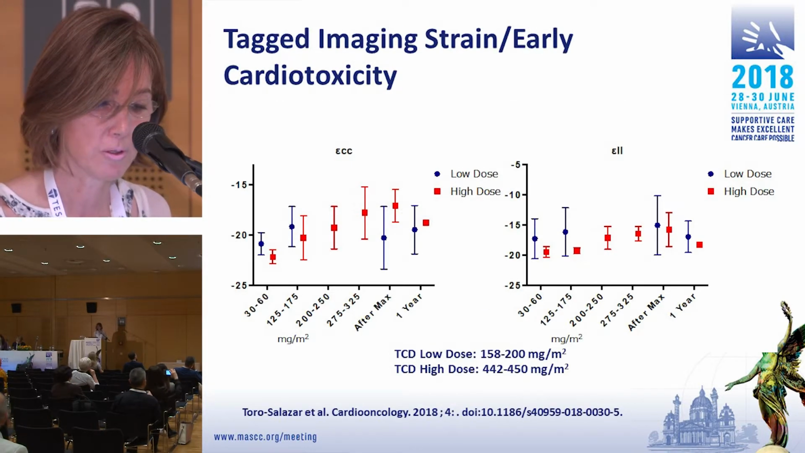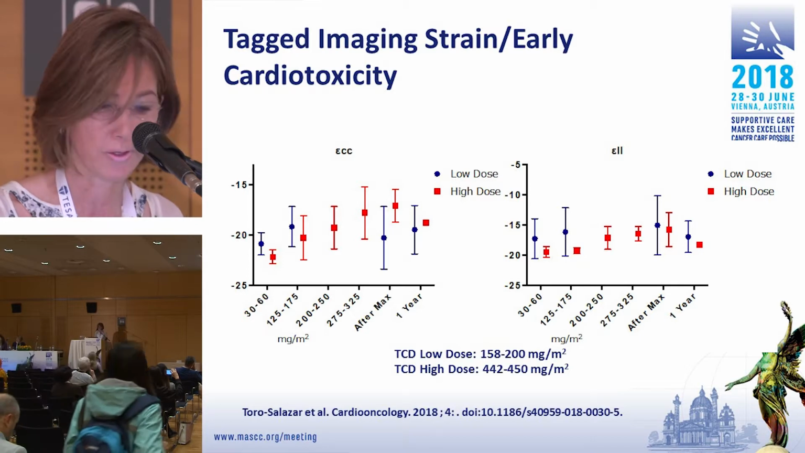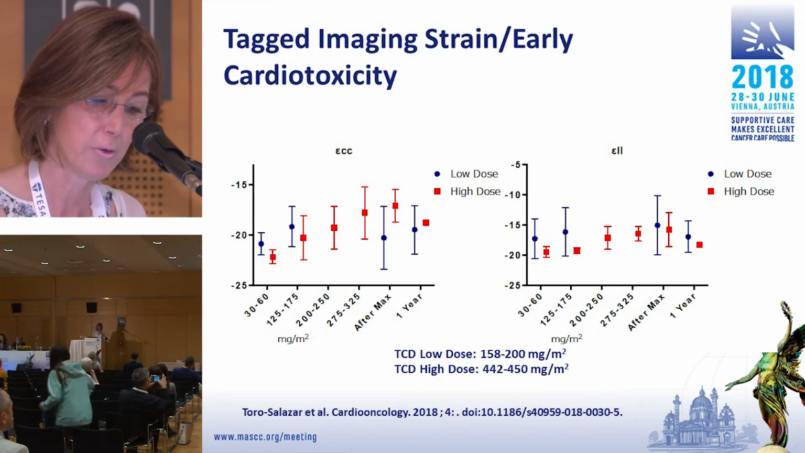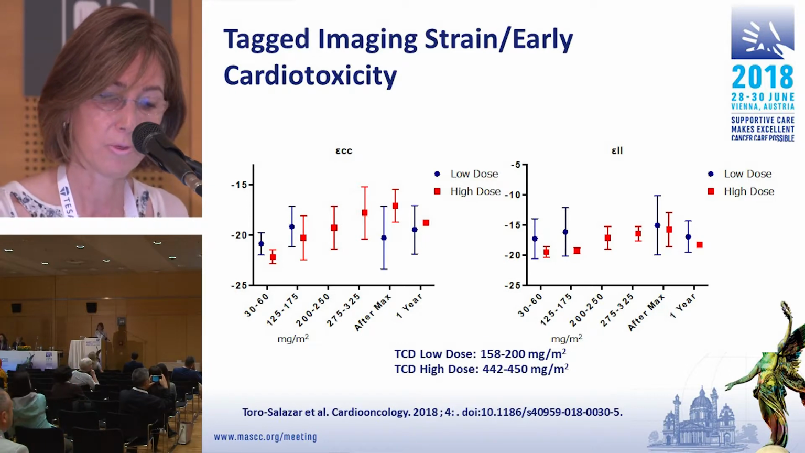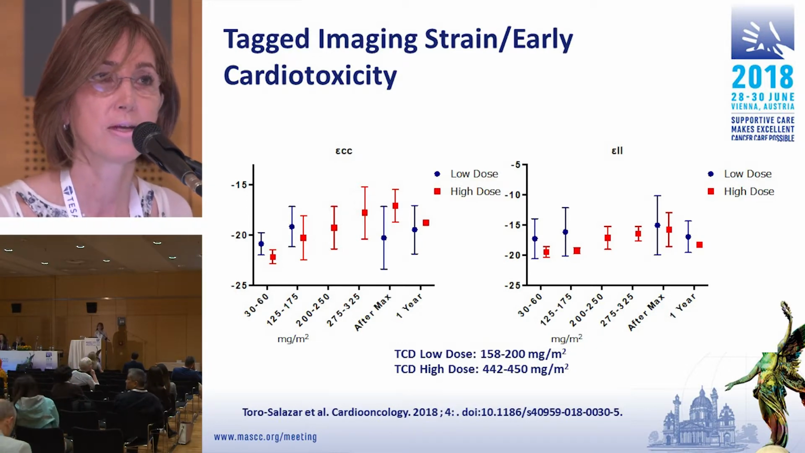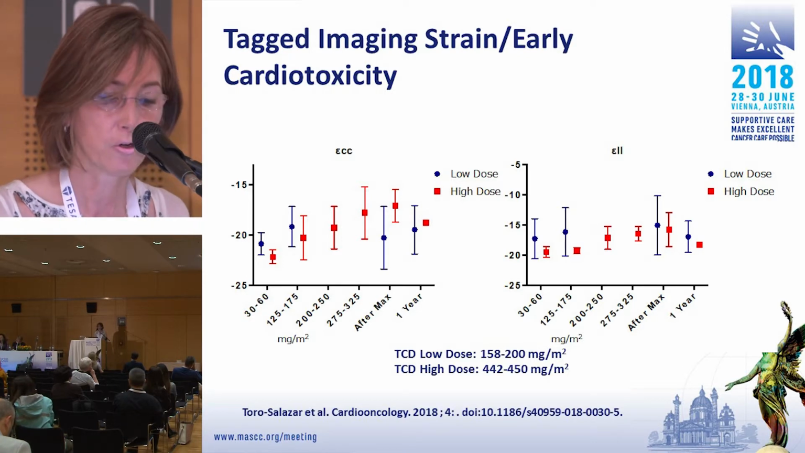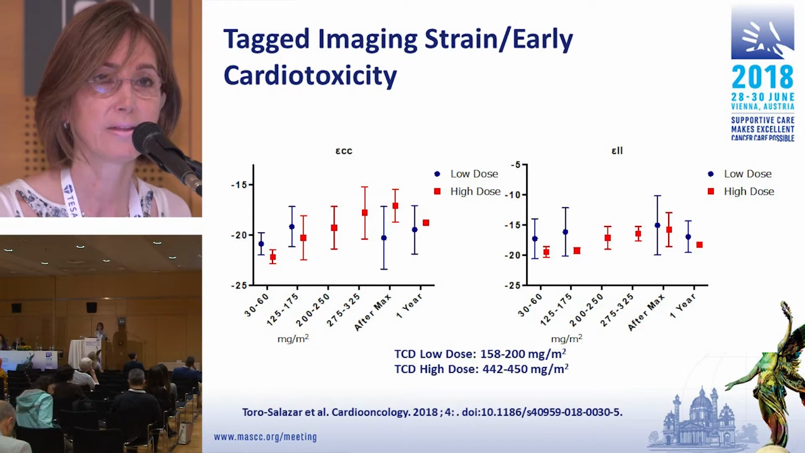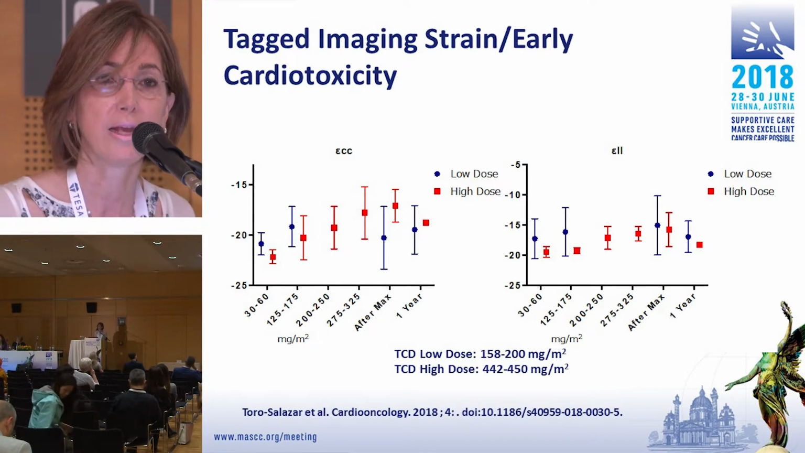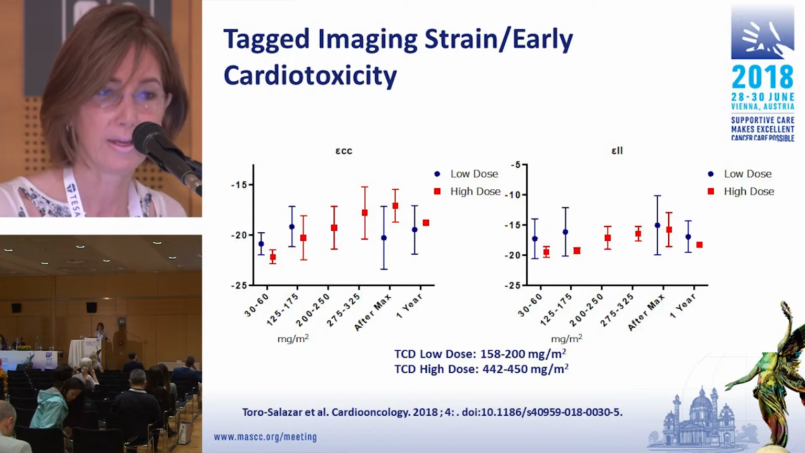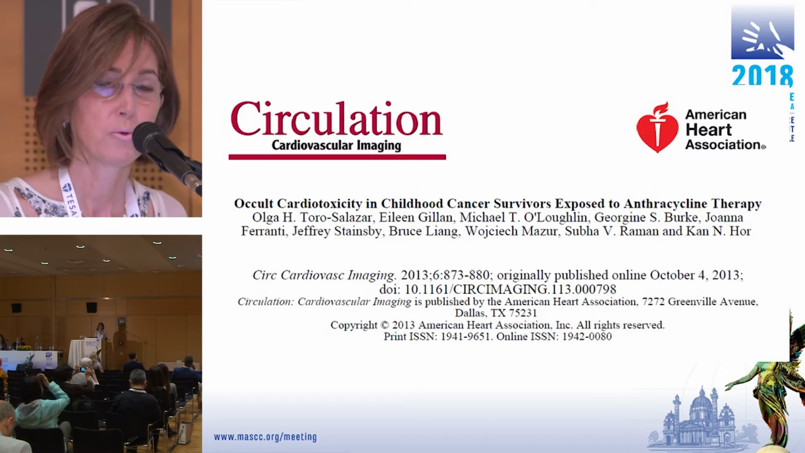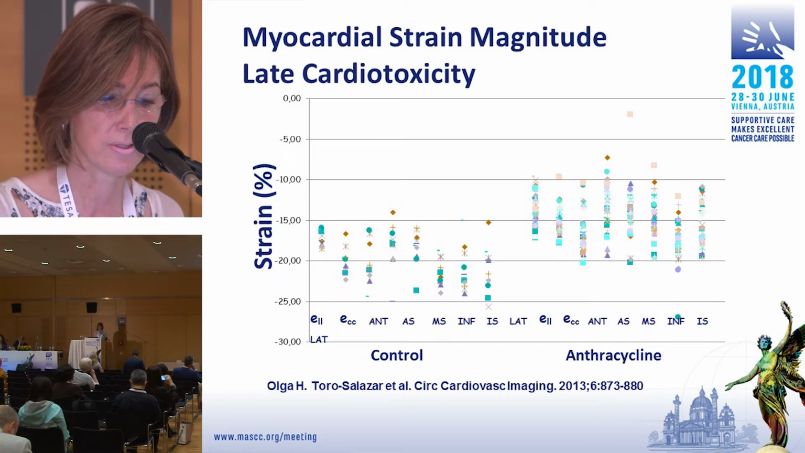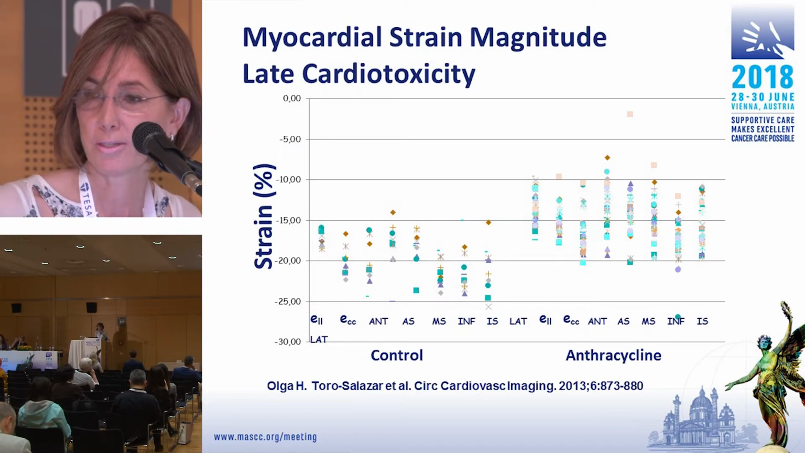These are some of our results of tag imaging strain in early cardiotoxicity. So we analyzed these patients at set dose intervals, and what we discovered was that longitudinal strain magnitude changes occur much earlier than changes in global circumferential strain magnitude, and that these precede changes that occur in global systolic function, or EF.